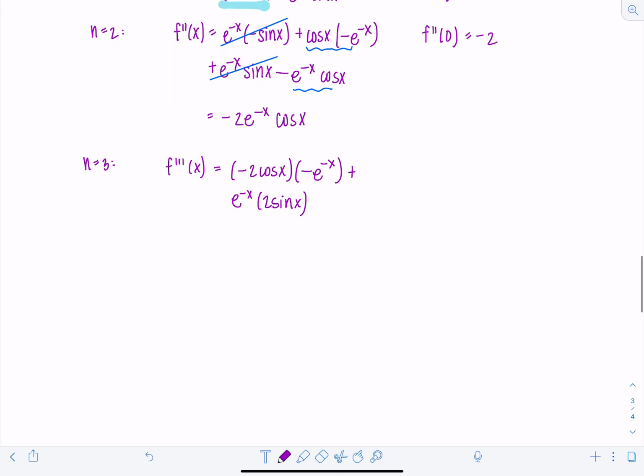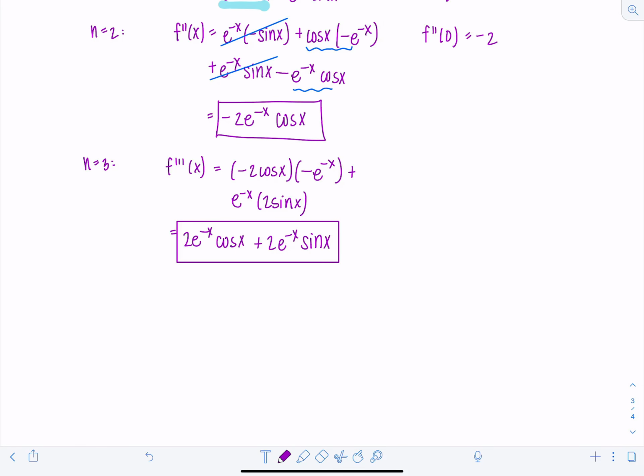Does this clean up much? Not really, huh? Just all the terms are positive now. So I have 2 e to the negative x cosine of x plus 2 e to the negative x sine of x. Okay. So now I'm going to plug in 0. So f triple prime of 0. The first term is going to give me 2. And then this is just going to be 0. So I have 2 plus 0, so 2.